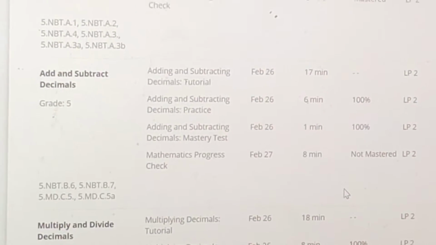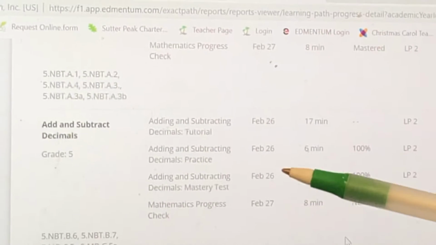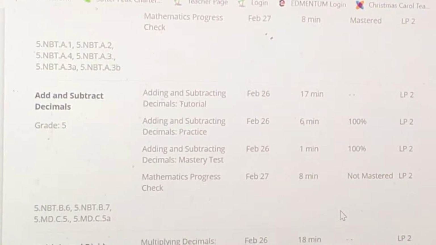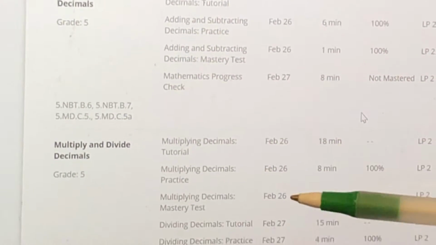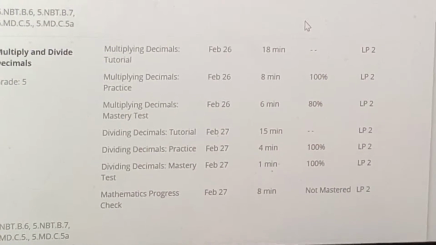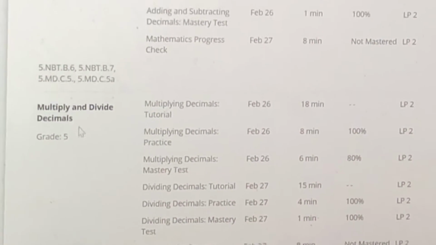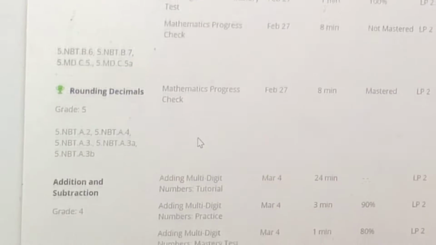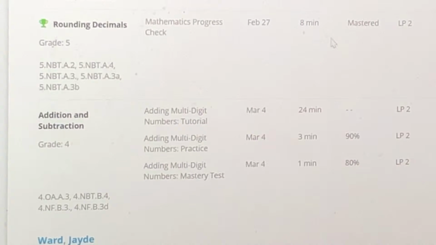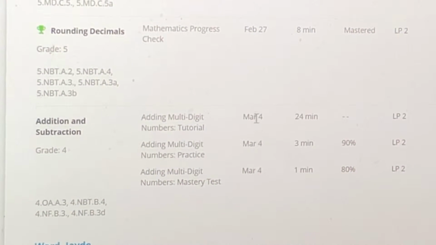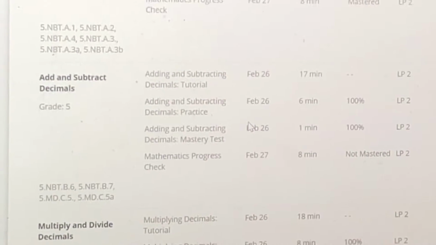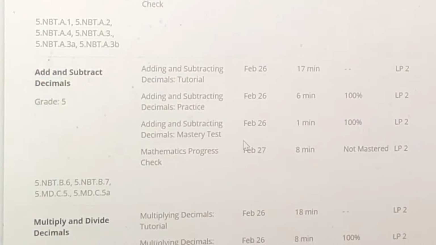Adding and subtracting decimals, he worked on it on the 26th. The next day on the 27th, he did not master that skill. Multiplying and dividing decimals, he worked on the 26th and the 27th, and on the progress check, he did not master that skill. Notice these were both at a grade 5 level. And then rounding decimals, he worked on for just a little bit, but he passed that skill. Then he went on to work on some adding multi-digit numbers. So these areas that he did not pass, he didn't earn a trophy in.